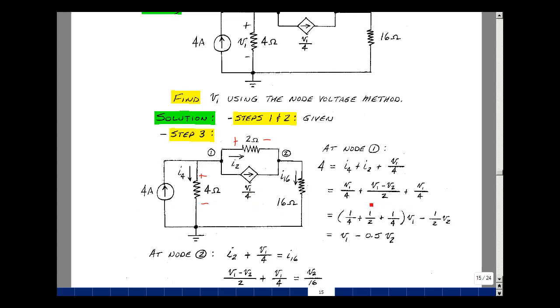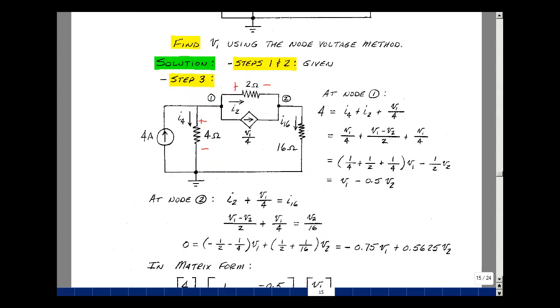I have one equation and 2 unknown node voltages, V1 and V2. Let's group them together. So here's V1 with a quarter, a half, and a quarter. And then I have V2 with just a minus a half. Quarter plus a half plus a quarter is just equal to 1. And of course, this is minus a half times V2. So one equation, 2 unknowns, that equals 4.